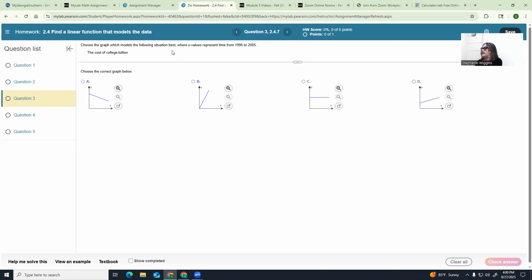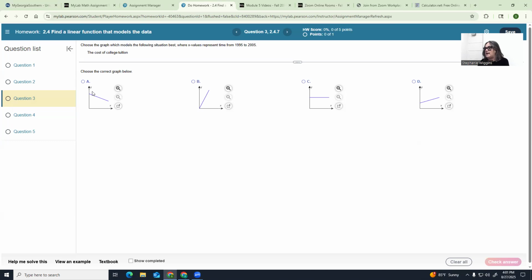So we have X values represent time from 1995 to 2005, and it's the cost of college tuition. So obviously, college tuition rises over the years as time goes forward. We're paying more and more for college. You probably are well aware of that. Anyway, so it's going to be an increasing function. And the choices that we have are B and D. Both of those are increasing functions. Obviously, A is not a good choice because it's decreasing.